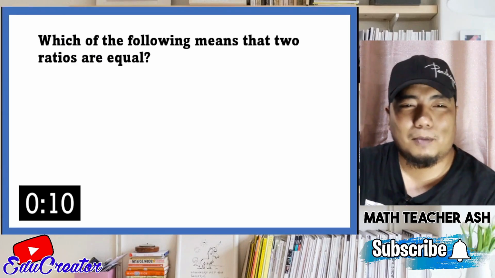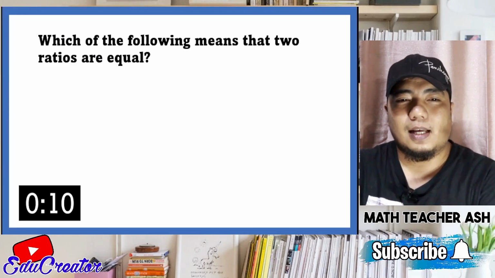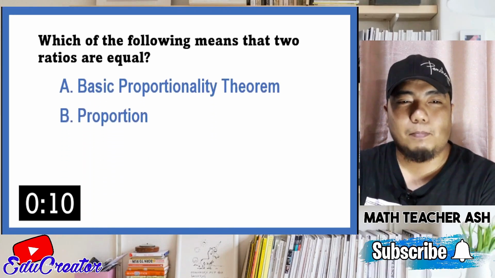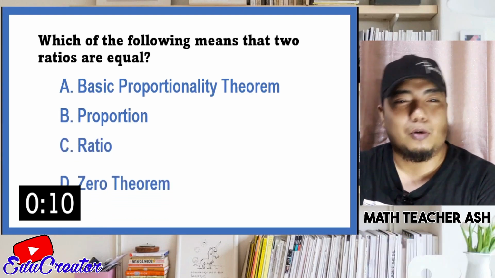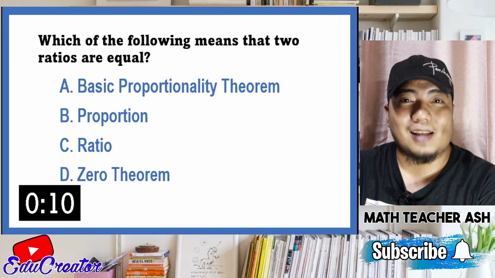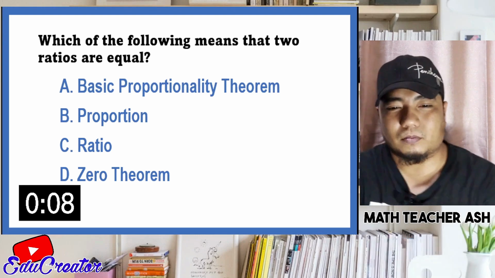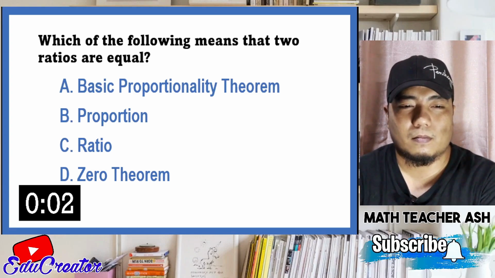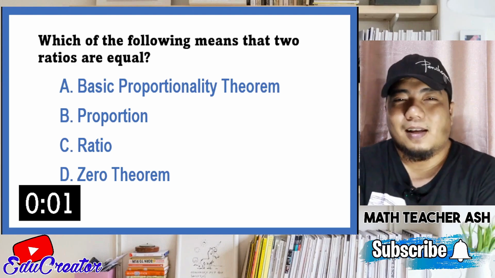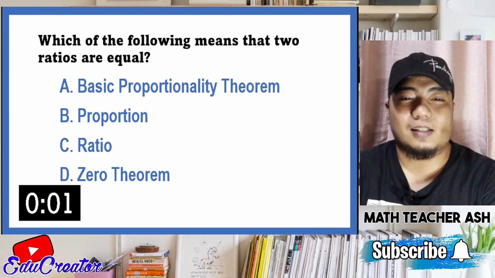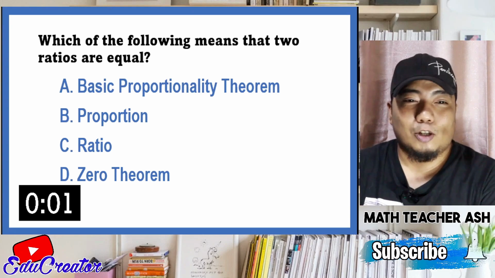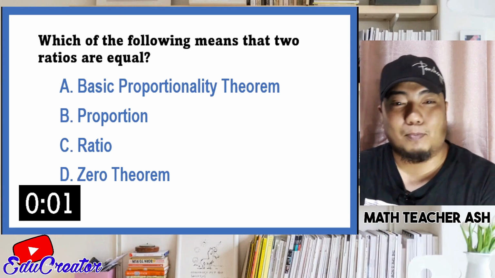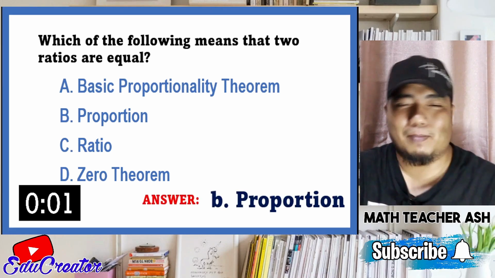Question number 1. Which of the following means that two ratios are equal? Is it A, basic proportionality theorem, B, proportion, C, ratio, or letter D, zero theorem? Your 10 seconds starts now. Okay, my dear math learners, this question is very, very easy because the definition, two ratios are equal, is owned by the term letter B, proportion. All right, so we are correct, my dear math learners.